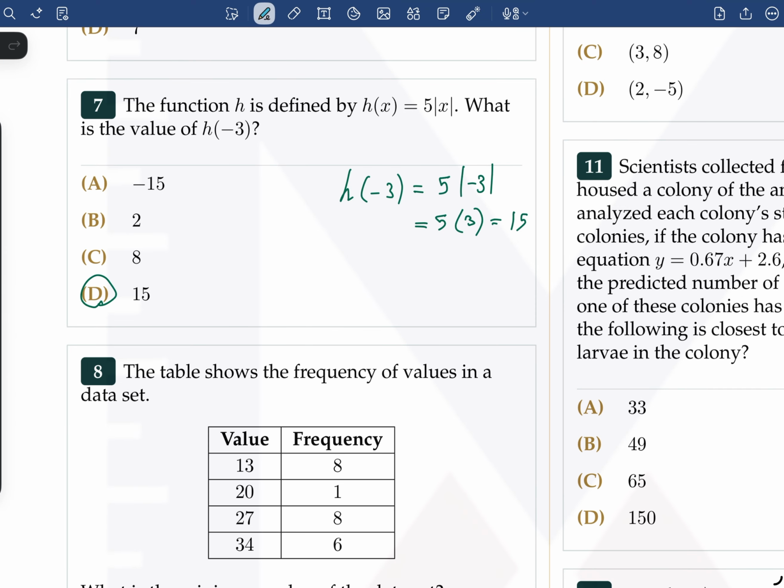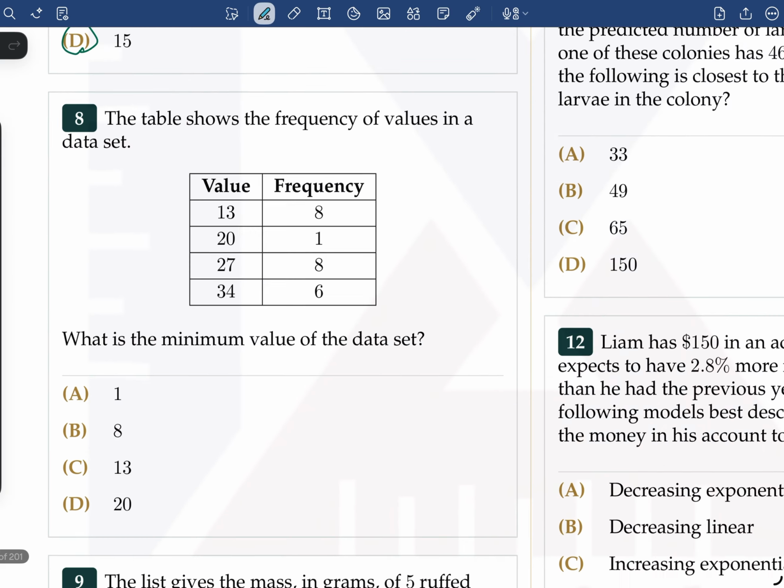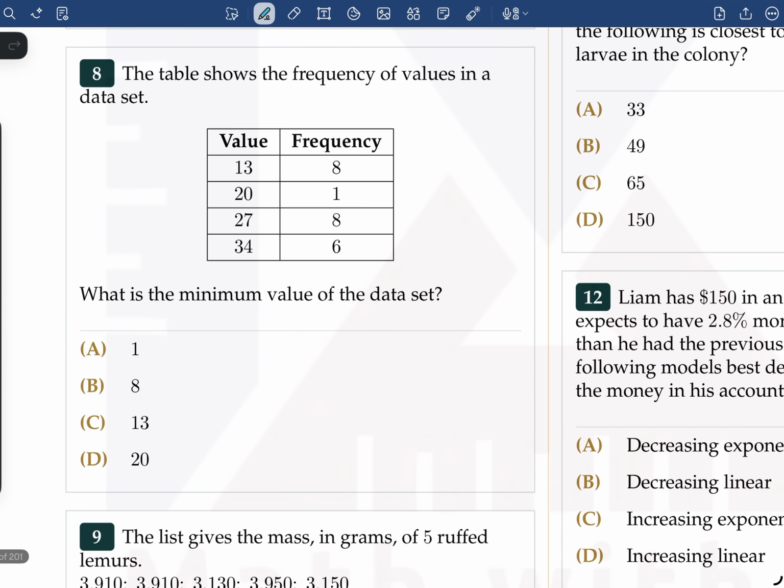Number 8, the table shows the frequency of values in a data set. What is the minimum value of this data set? Minimum value, these are the values, and the minimum value means the least number in this list, not the frequency. I want the smallest number in this list of numbers, which is equal to 13. So our answer is letter C.